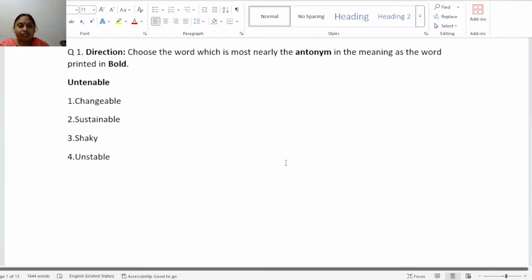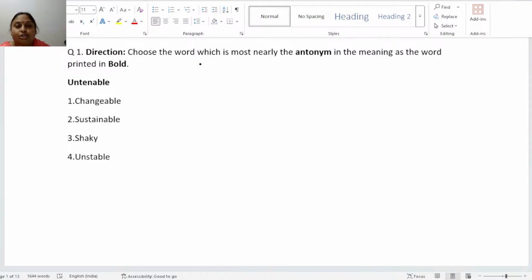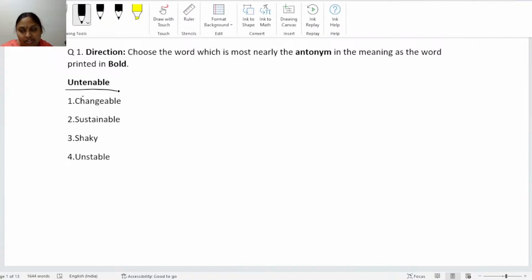Let us start with the first question. Choose the word which is most nearly the antonym. Antonym is nothing but the opposite word in meaning to the word printed in bold. So the bold word they gave is untenable. What is the meaning of untenable?